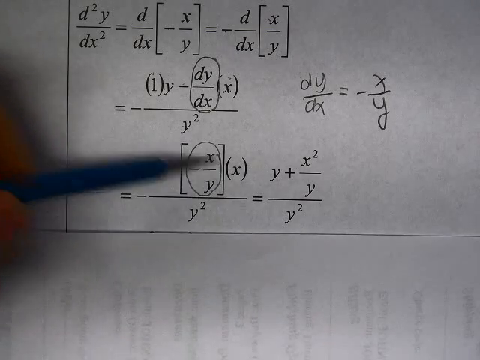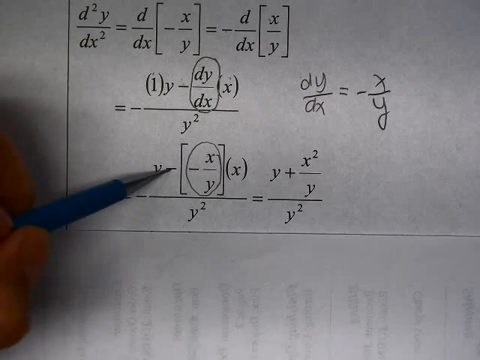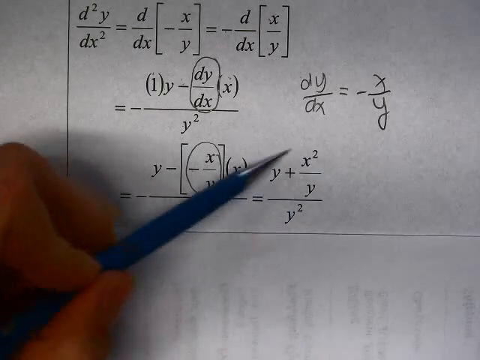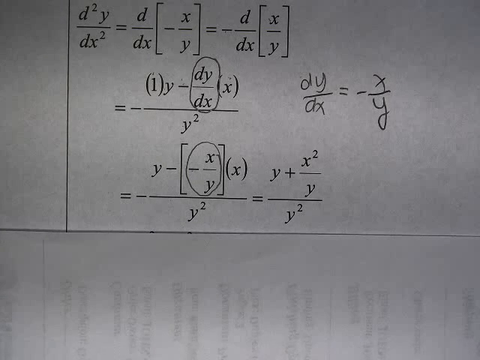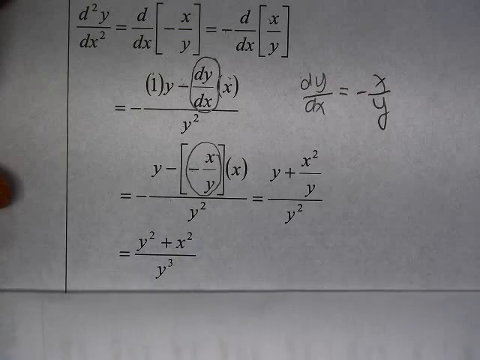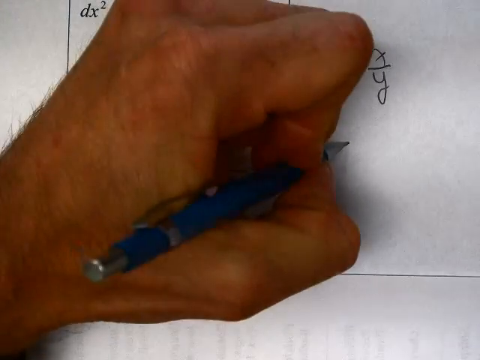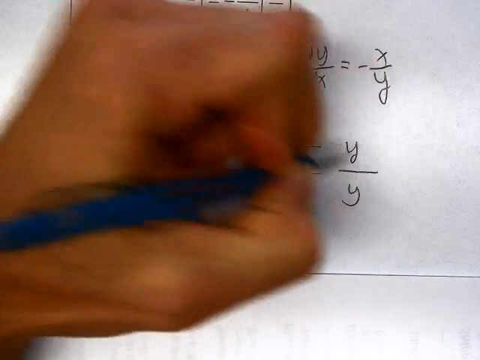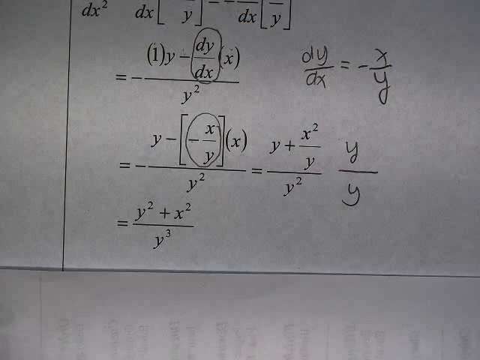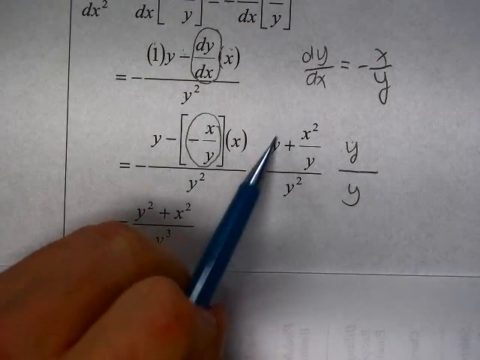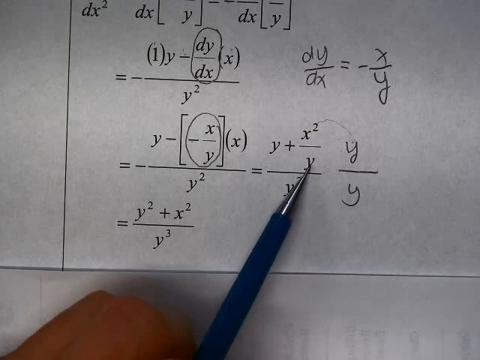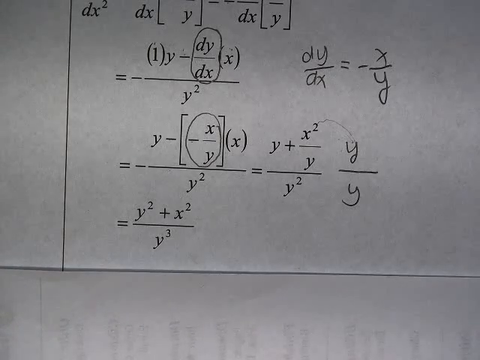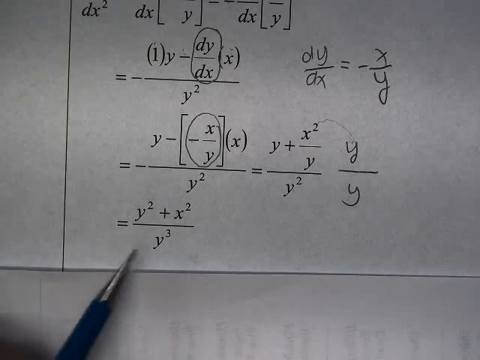When I do that, these x's combine to make x squared. The minus the negative gives me a plus, so I'm pretty close here, except that I have this complex fraction. So I'm going to multiply through by y over y. Distribute this y here, I get y squared. When I distribute it here, it cancels this y in the denominator out, so I just have x squared. Here, y squared times y is y cubed.